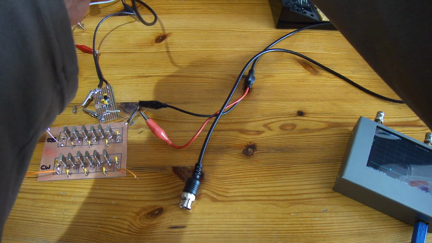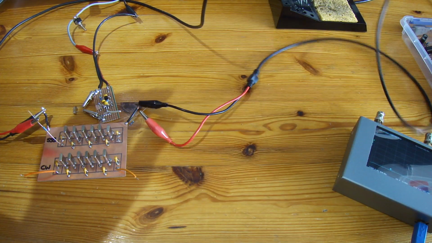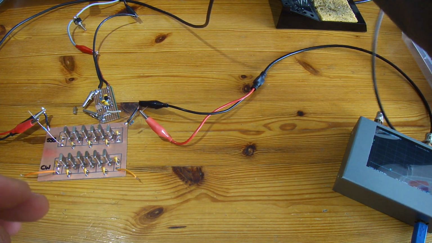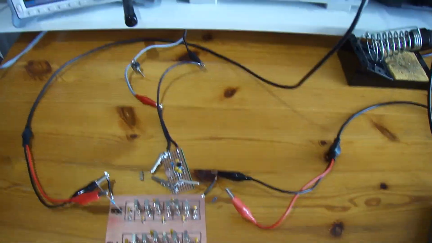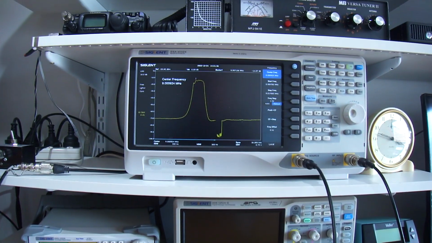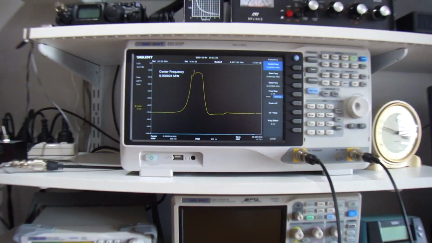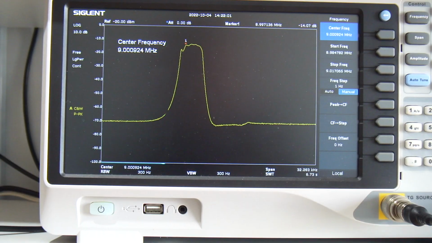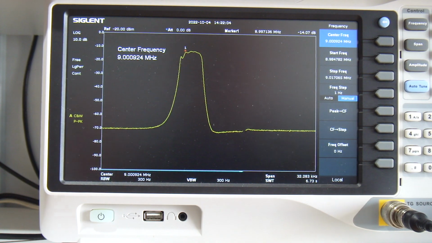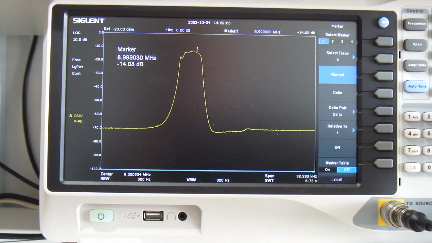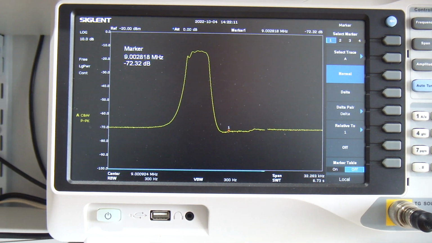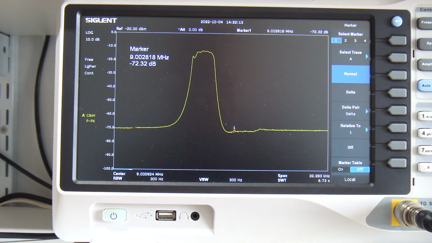Let me just plug that back into here, and plug that back into there. And let me just move the camera up. So what we're looking at here is the spectrum analyzer, like I say, with the tracking generator, just tracking across the frequencies there. Let me just get rid of that marker. And as you'll see, that's the SSB one there, and quite different from what I'm seeing on the Nano VNA.